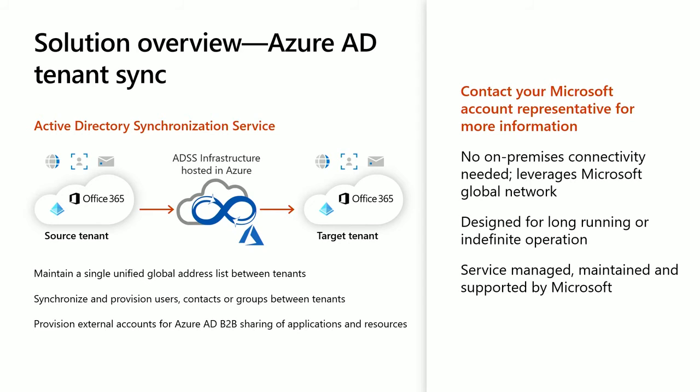And so this is essentially a GAL sync running in the cloud that supports direct tenant-to-tenant synchronization in order to give you that unified GAL across all of your tenants. It can also be used to provision users across tenants. And importantly for this discussion, it also has the ability to provision Azure AD B2B external accounts across the tenants in your organization to facilitate access to Teams, groups, SharePoints, and so on.